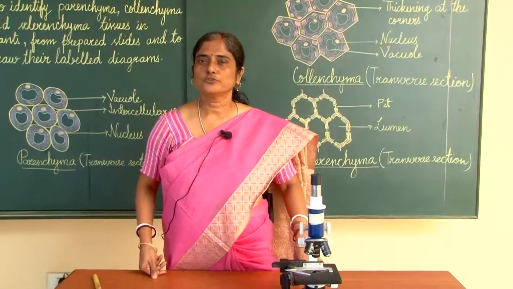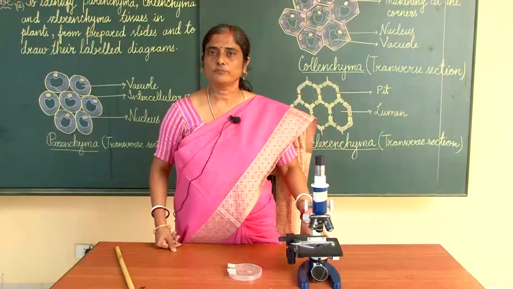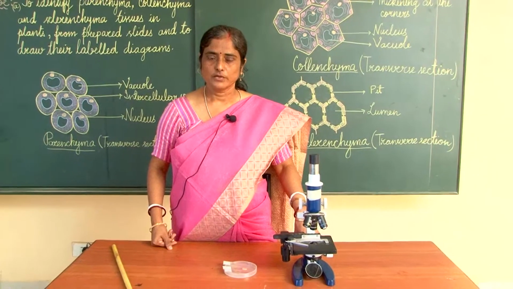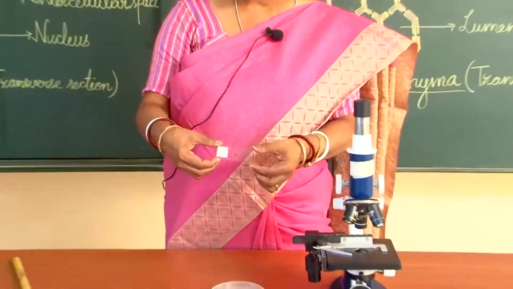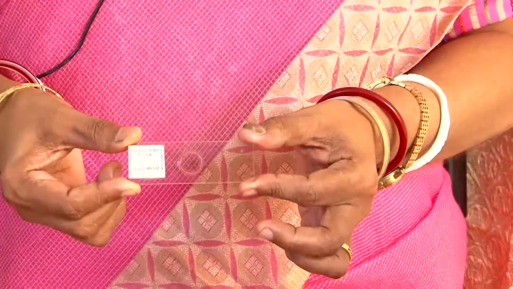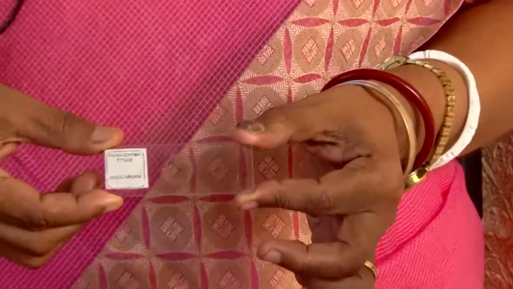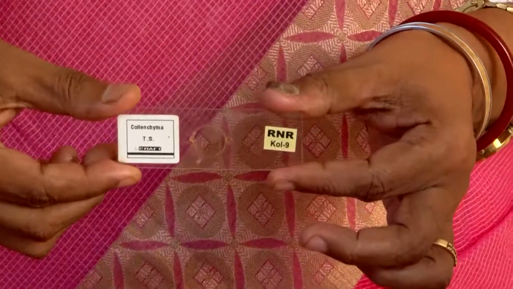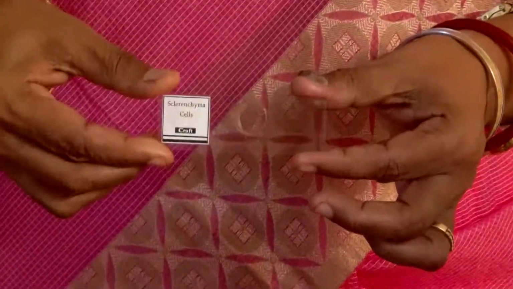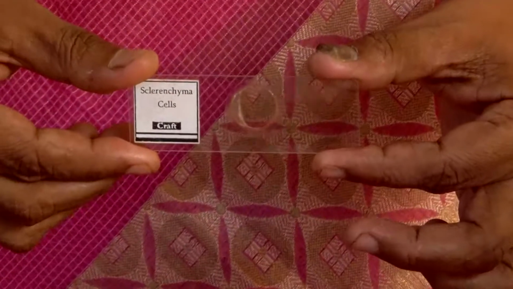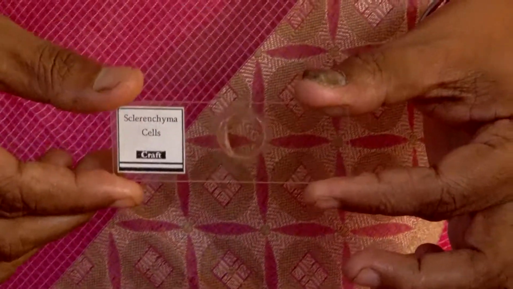So, we need to observe the cells or the tissues of the plants under the microscope. We have selected the permanent slides. This is the permanent slide of parenchyma, a kind of simple permanent tissue. This is collenchyma, another kind of simple permanent tissue. This is sclerenchyma, the third kind of simple permanent tissue.